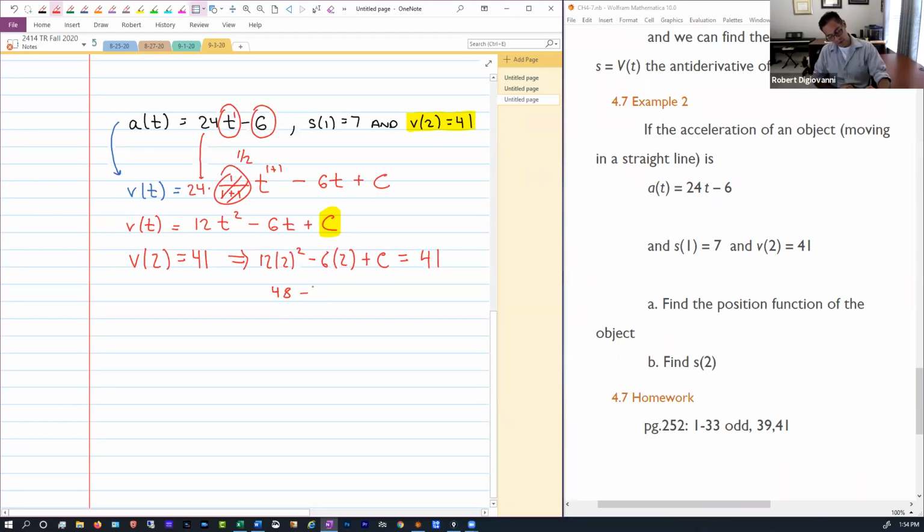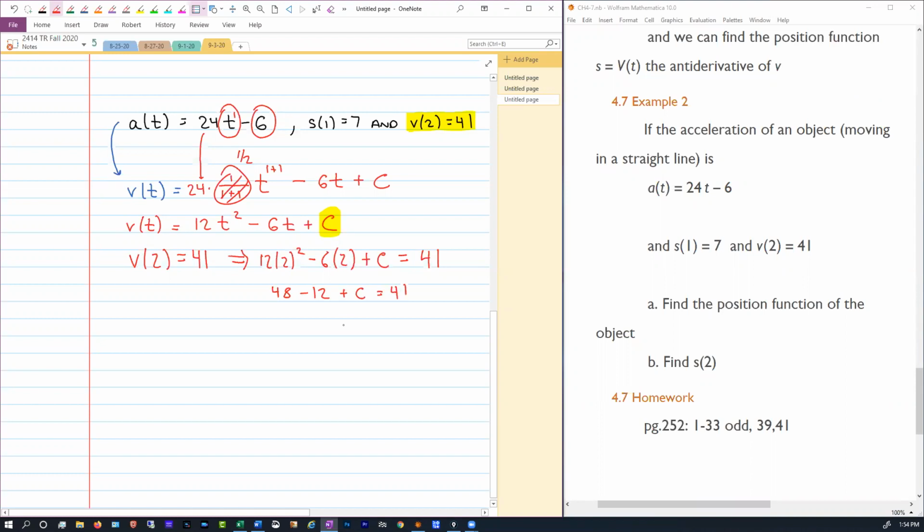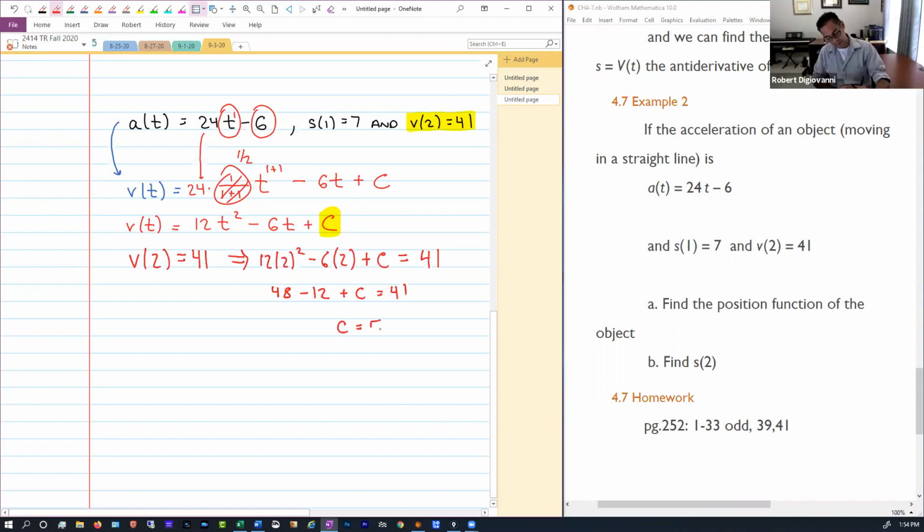So 48 minus 12 is 36, and 8 minus 12... I said 5 for c. Oh, it's 5. Okay, so I believe you. It's 5.